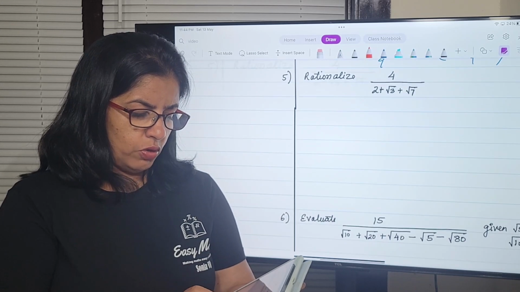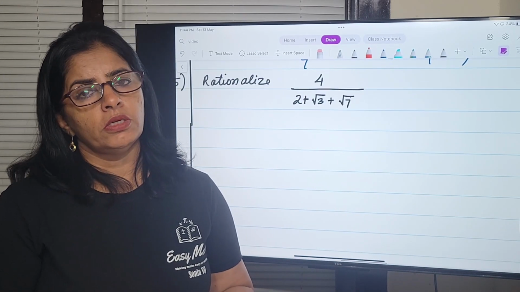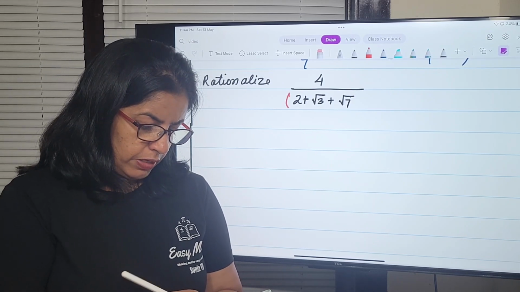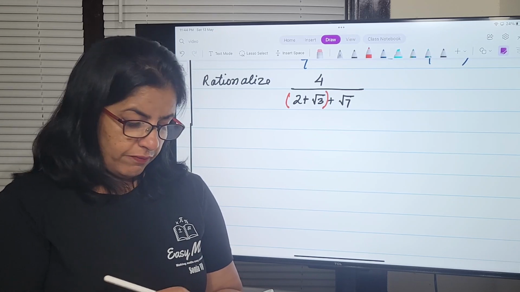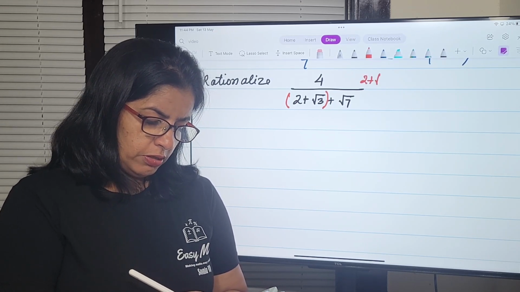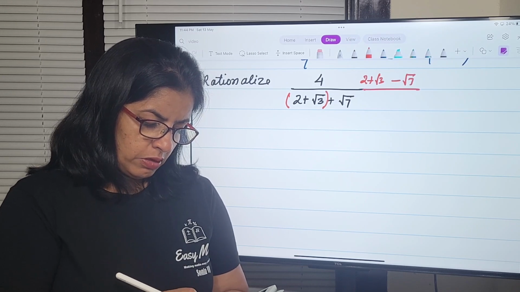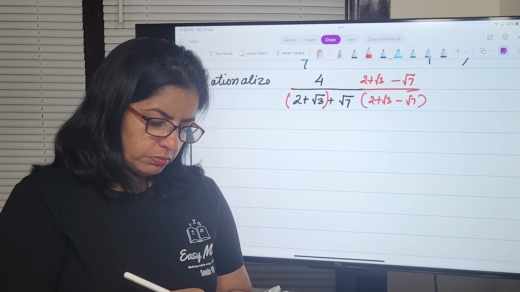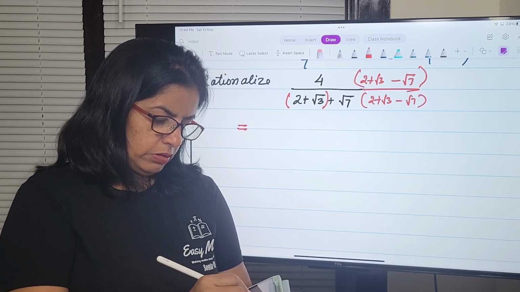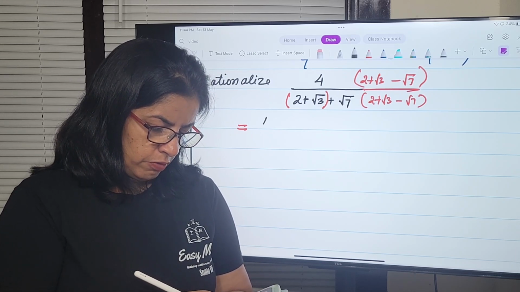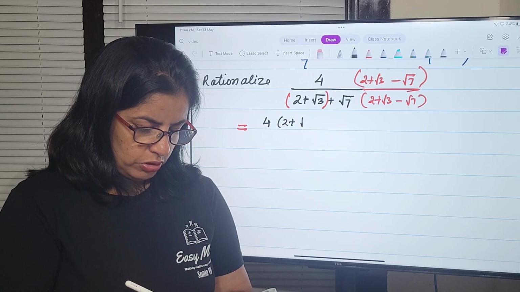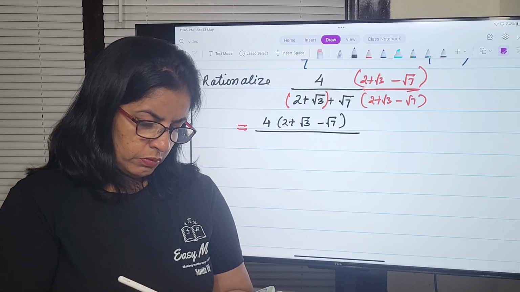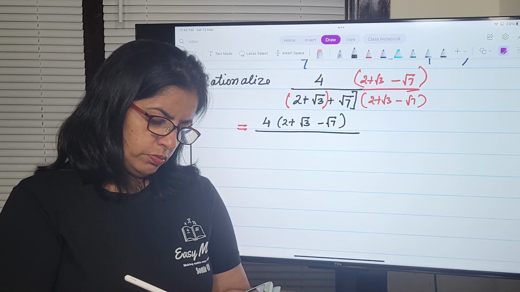Now this question has got 3 terms in the denominator. So we will have to use some grouping method. Maybe we can group this together. So the rationalizing factor here will be 2 plus root 3 minus root 7 upon 2 plus root 3 minus root 7. This will be 4, 2 plus root 3 minus root 7 upon, so if you solve these two, what will you get?